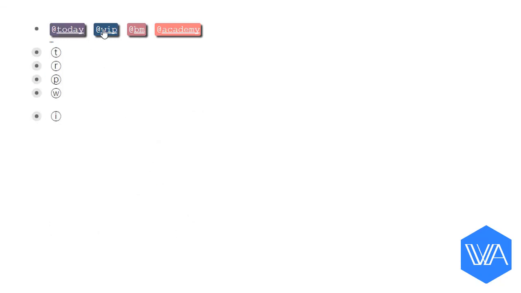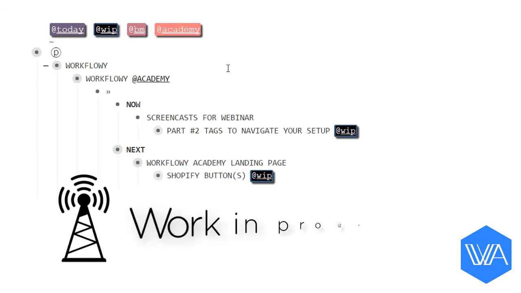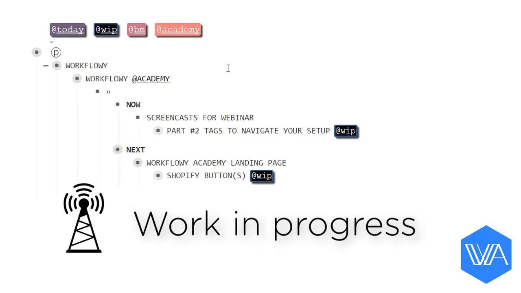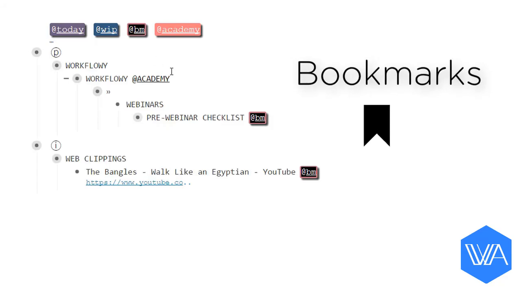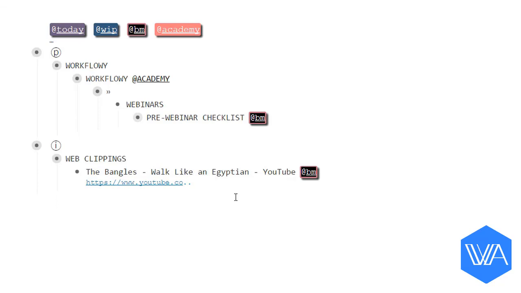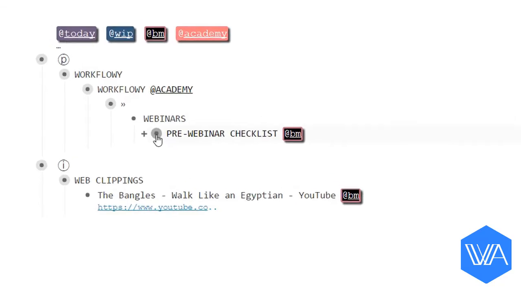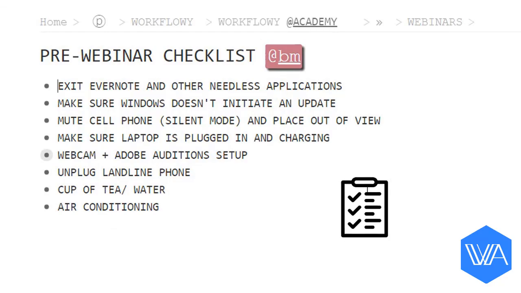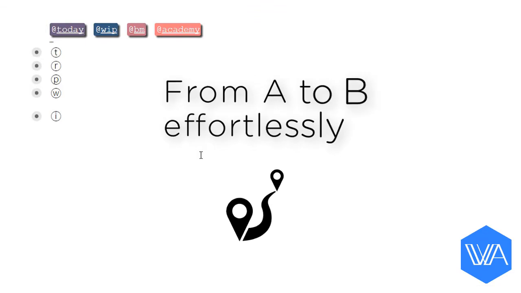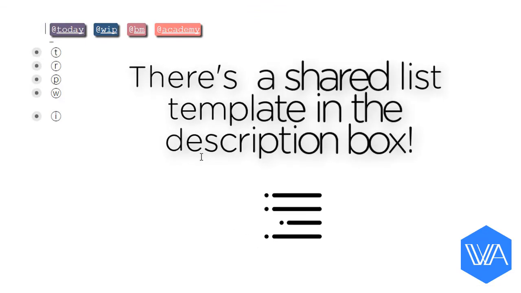And then there's my work in progress tag, which lets me filter for anything I might be currently working on throughout my entire account. I've set up a bookmark tag, which lets me bookmark stuff it would be nice to find. Here's an important one, my pre-webinar checklist. So there you have it, a no-fuss way to get anywhere in your Workflowy account, whether or not your lists are perfectly structured.